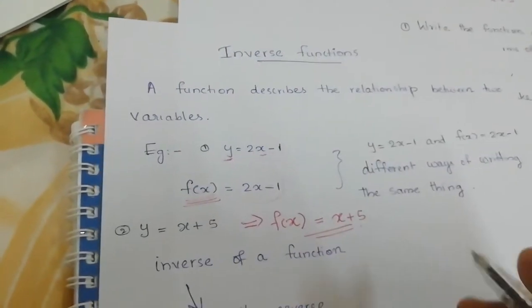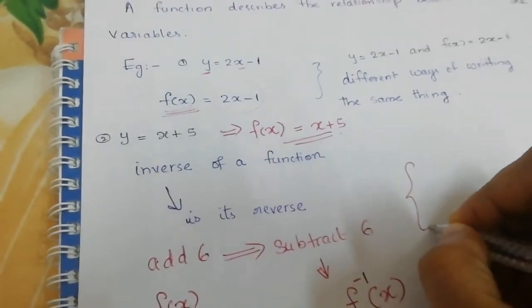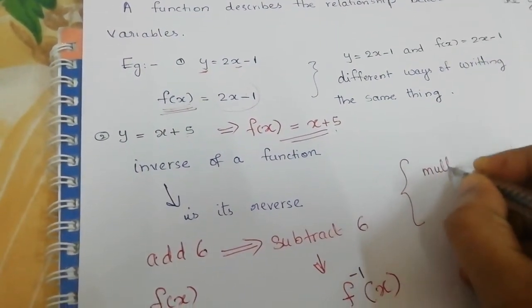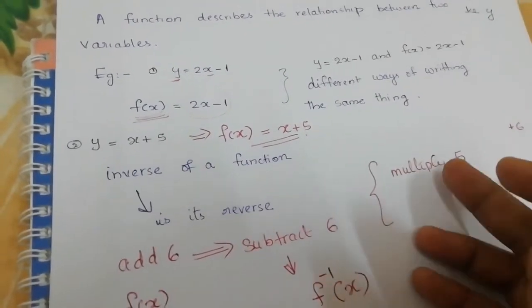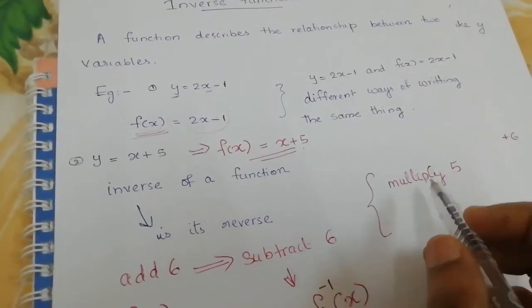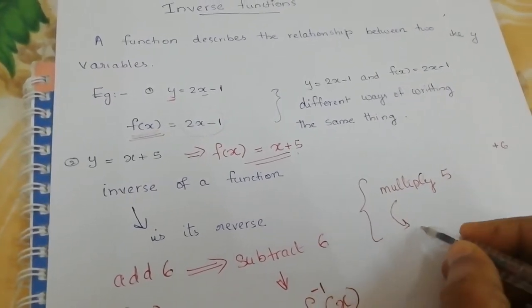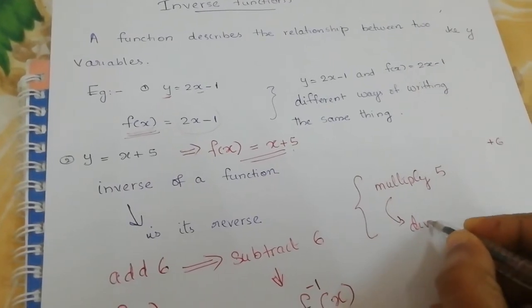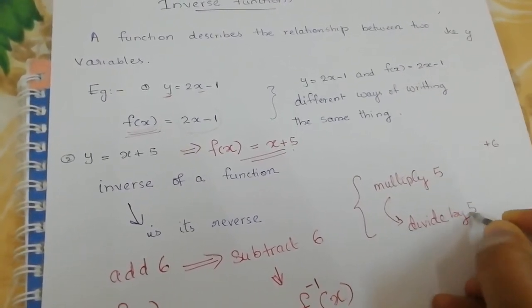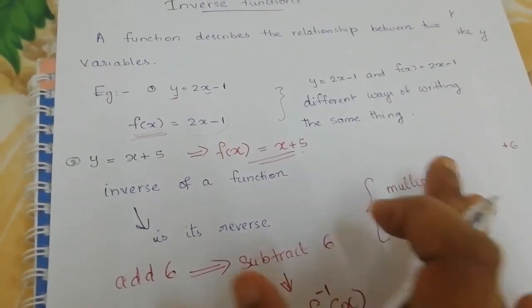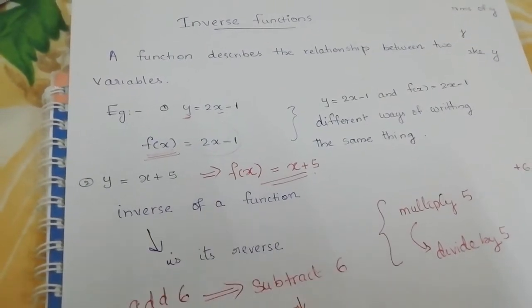Let's consider another example. Like I have a function which is multiply by 5. What will be the inverse of this function? Just the reverse or the opposite. What is the opposite of multiplication? It becomes divide. Yes, so divide by 5 will be the inverse of this function. So this is what we call inverse, just taking the reverse of the given function.